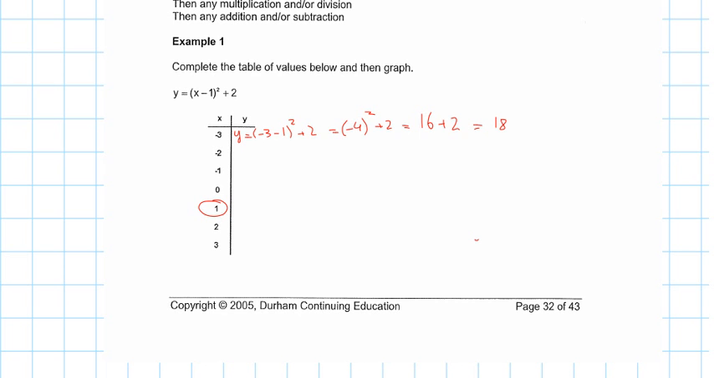So y equals negative 2 minus 1 squared plus 2. Brackets first. So negative 2 minus 1, which is negative 3 squared plus 2. What's negative 3 squared? Plus 2. What's 9 plus 2? 11. You guys okay with that? Okay? Can you do the rest? All right, so I need you guys to do the rest.